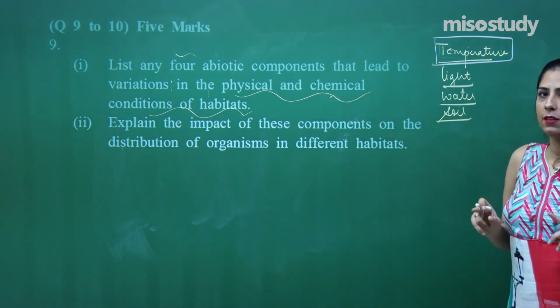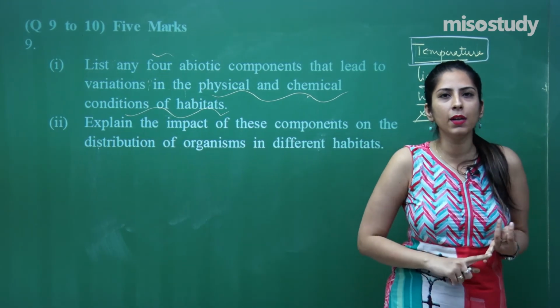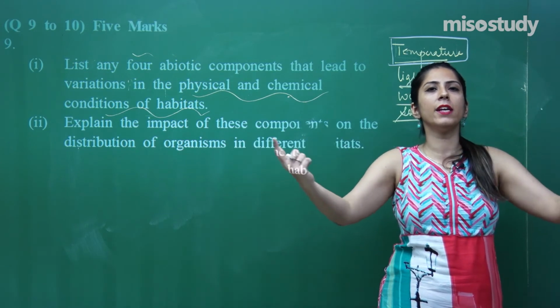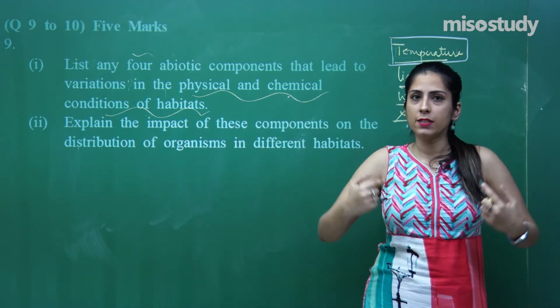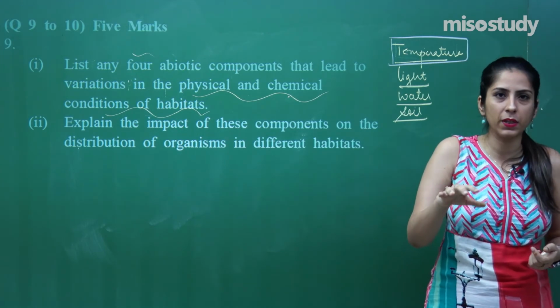In the temperature, you have to explain about the two types of animal, the eurythermal and the stenothermal. Eurythermal are those which can tolerate a wide range of temperature. Stenothermal are those which can tolerate only a narrow range of temperature.